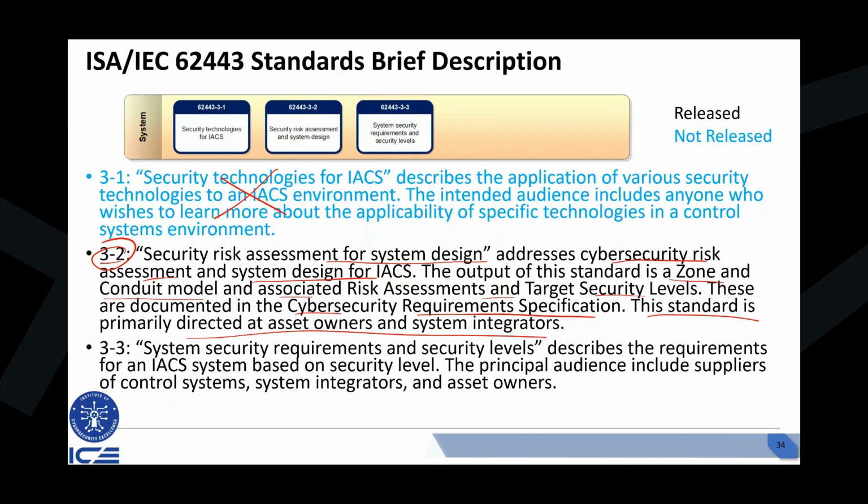So now, with all the risks that we have associated with cybersecurity, we need to have a risk assessment of the design itself to make sure that we are taking into consideration the requirements of, let's say, zoning and segmentation, or the target security level, or the security controls that should be implemented to protect the system. So this is what 3-2 is about. 3-3 is primarily about system security requirements and security level. Let's move on to the next slide. We'll give more detail.